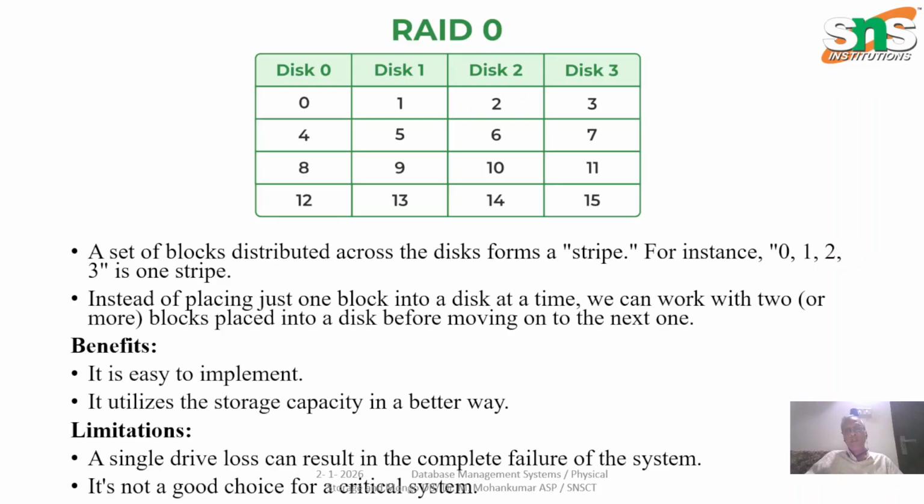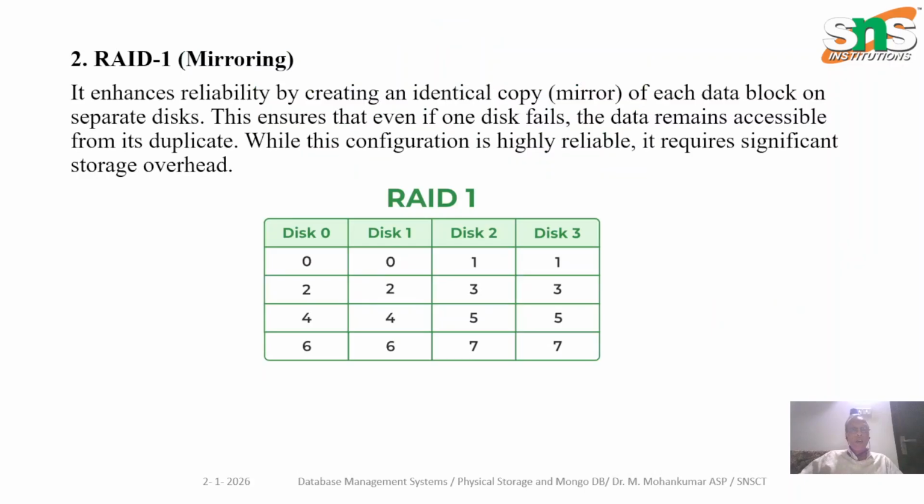When you are going to store a very important document, RAID 0 is not advisable; we have to follow some other approach. Go for RAID 1. It enhances reliability by creating an identical copy of each data block on a separate disk. This ensures that even if one disk fails, the data remains accessible from its duplicate. While this configuration is highly reliable, it requires significant storage overhead. We need very good storage media.